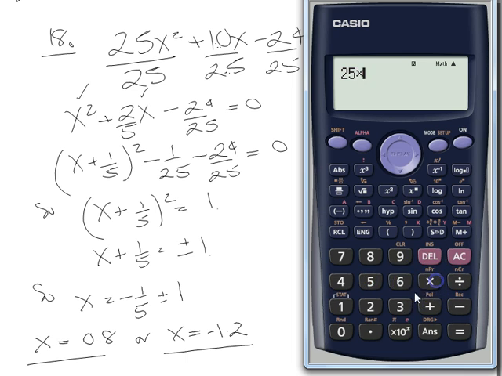25 times 0.8 squared plus 10 times 0.8 minus 24. We'll check it if we need to. Yeah, we'll need to check that. Let's just check this. 25 times 0.8 squared plus 10 times 0.8 minus 24. So I have made a mistake then, because I didn't get 0. So what have we done wrong?